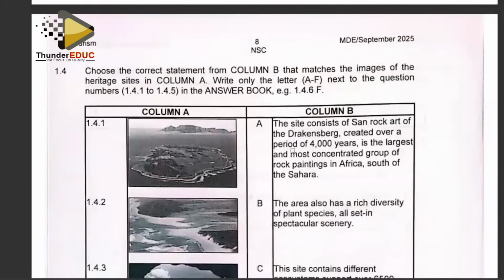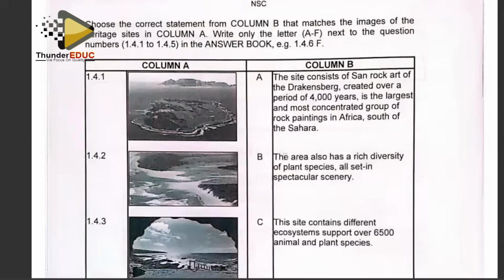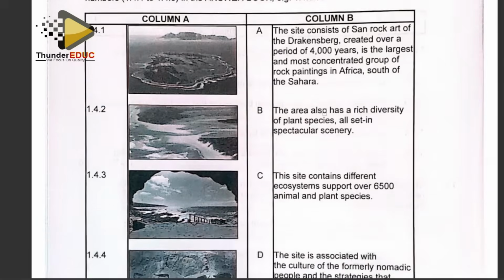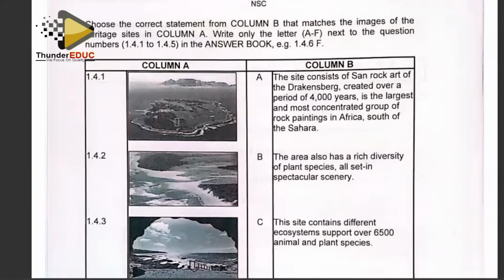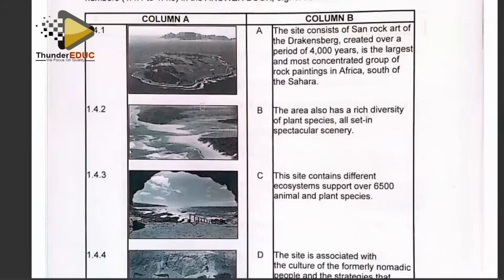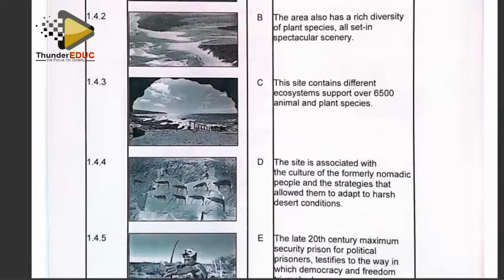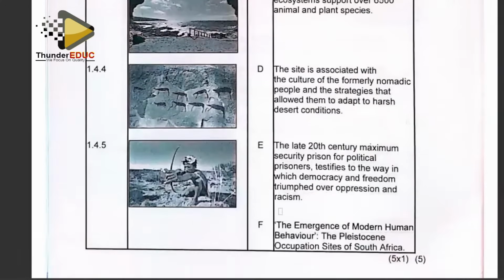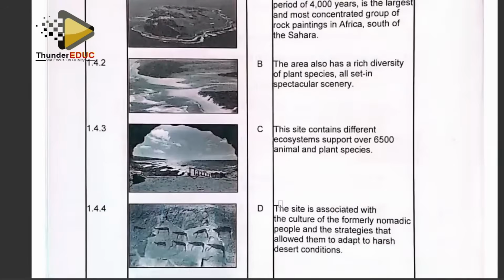Now, moving on to 1.4. Basically, this is World Heritage Sites. So the instruction reads, choose the correct statement from column B that matches the image in column A. So we are choosing the matching columns. If you look at the first one, you can see that this is an island. So let's look for the description which suits this one. The correct description for the first one is E.